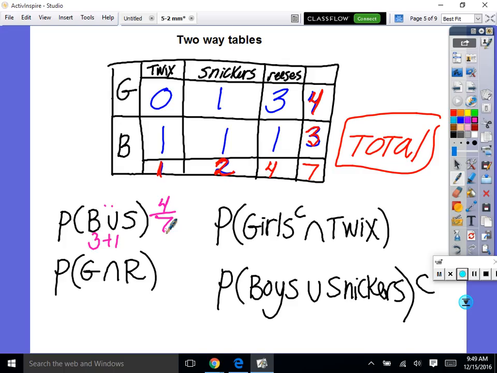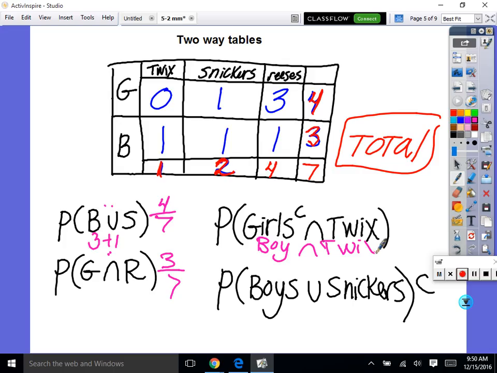All right, let's do girls intersect Reese's. Now this is intersection. It has to be girls that like Reese's. That's it, that's it, that's it. Girls that like Reese's is 3 out of 7. Everybody feeling good about this? All right, girls complement means that we're looking at boys, and it's intersecting Twix.